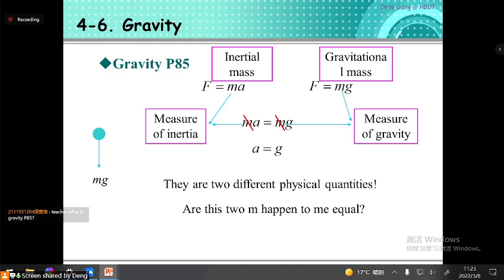Okay, what does this mean? This means the number of the pages for the hard version of the book. But if you do not use the hard version of the book, you can ignore this. Okay, are the two m's happen to be equal?